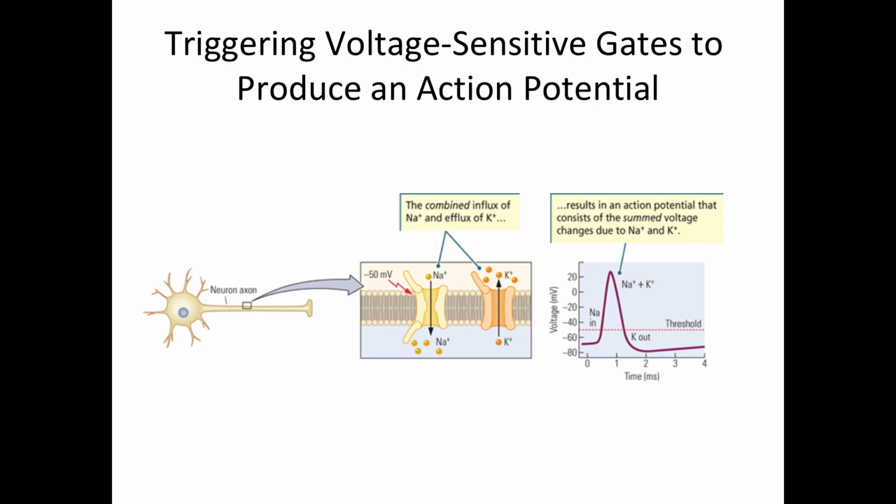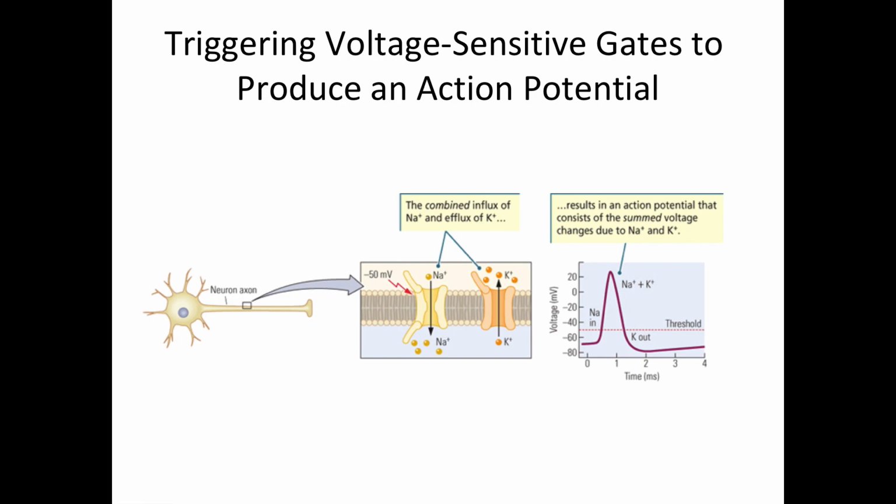Okay, so sodium and potassium channels are a little bit different. They're different in structure. So here's a picture of it. Here you can see the sodium channels, and here are the potassium channels. The potassium channels only have one little gate, and the sodium channels have two gates.